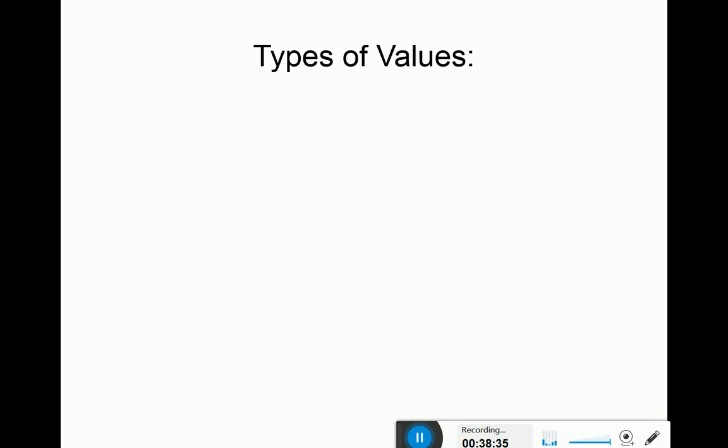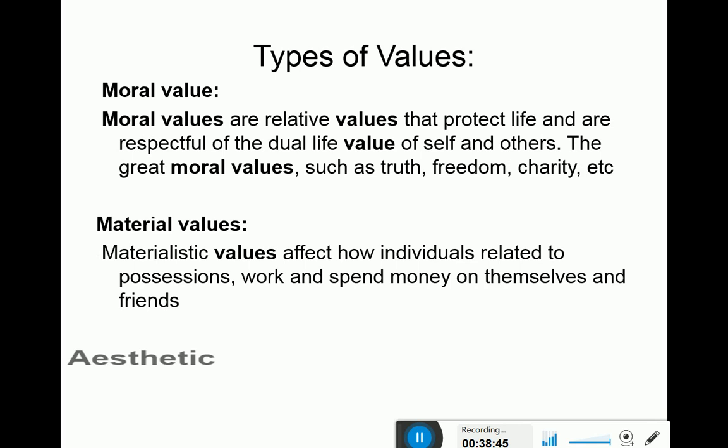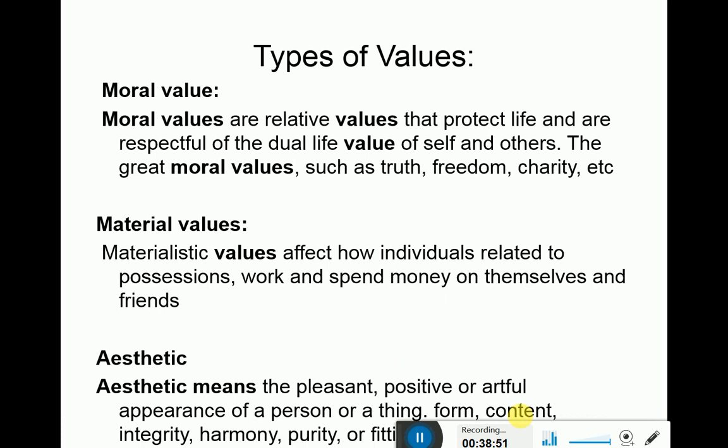Then we have aesthetic value. Aesthetic is a word used by artists. Let me explain. Aesthetic simply means the pleasant, the positive or artful appearance of a person or a thing.